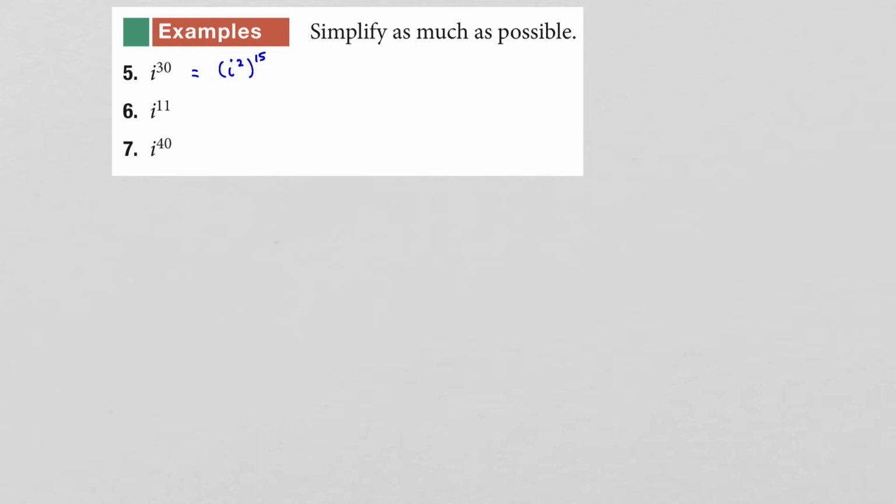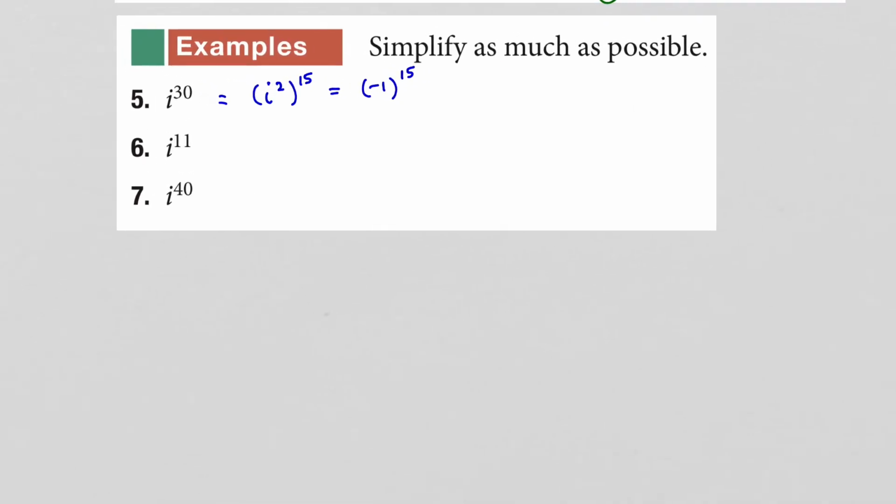Now the reason we do this is because we know i squared is negative 1. So this becomes negative 1 to the 15th power. And this is simply negative 1, right? If you multiply negative 1 by itself 15 times, you will get a negative, and it will be 1 because 1 times 1 times 1 times 1 times 1 is 1, right?